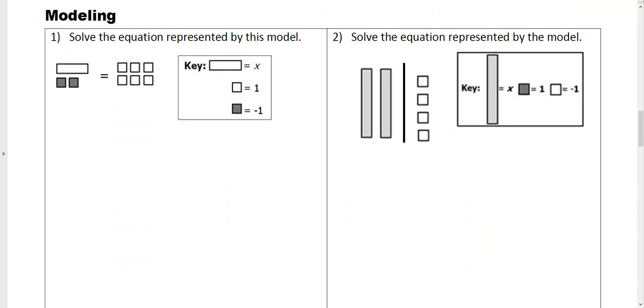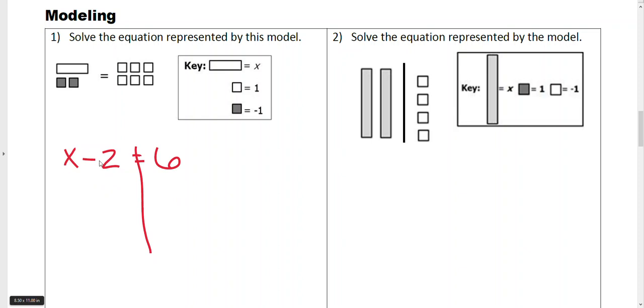So the first problems that we're looking at are modeling problems. And it says for number one, solve the equation represented by this model. So we need to use the key to get the equation so that we can actually solve it. So for this problem, I would have x, and then I have two negatives. So x minus 2 is equal to 1, 2, 3, 4, 5, 6 positives. So you could solve it mathematically.